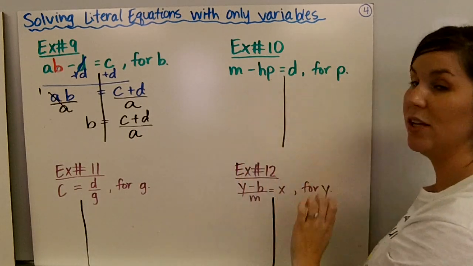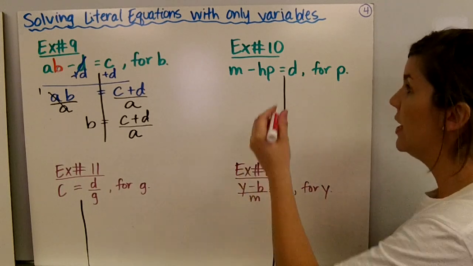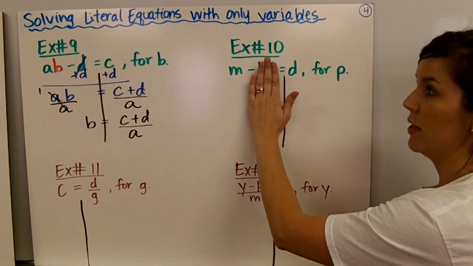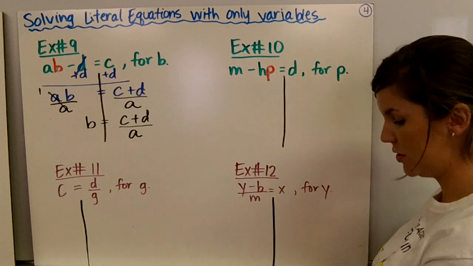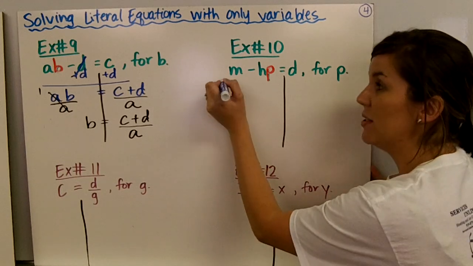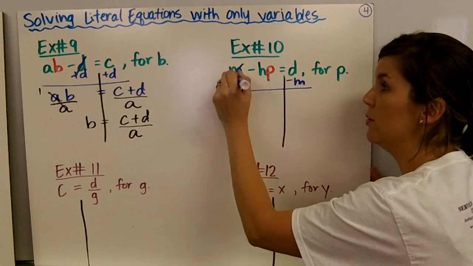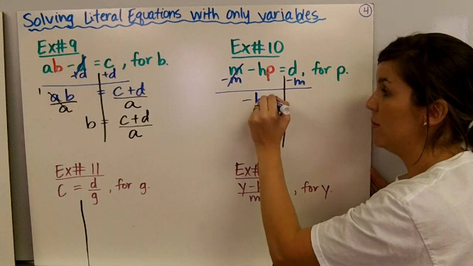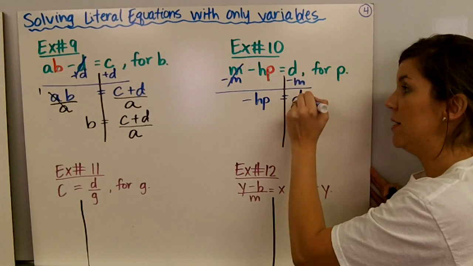Example number 10. M minus H times P equals D. Solve for P. So again, here's the variable that I want to get by itself. Cover it up. I need to get rid of this M. Well, the M is positive, so the opposite of a positive M will be subtract M. Those cancel. I have a negative in front of that HP. It stays with it. Negative HP equals D minus M.